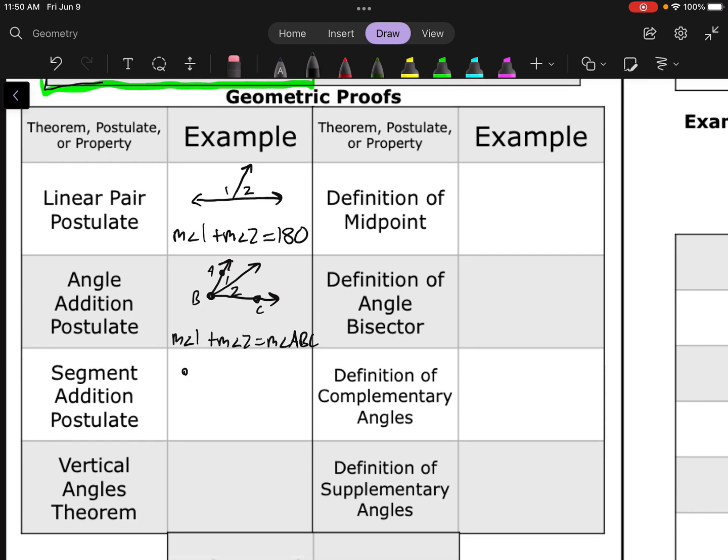The segment addition postulate is next. You guys probably remember this one. If we've got three collinear points with B in the middle there, then the segment addition postulate says that AB plus BC must be equal to AC.